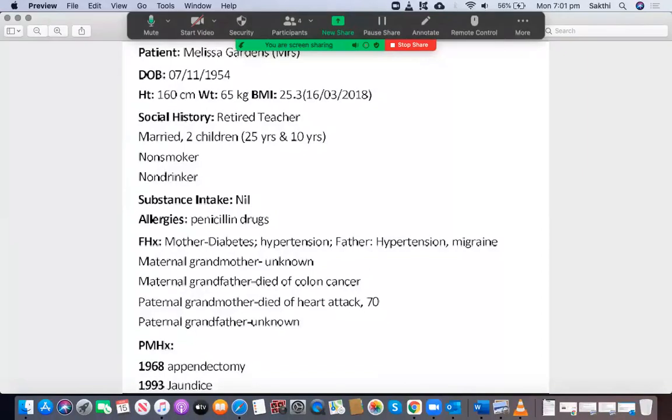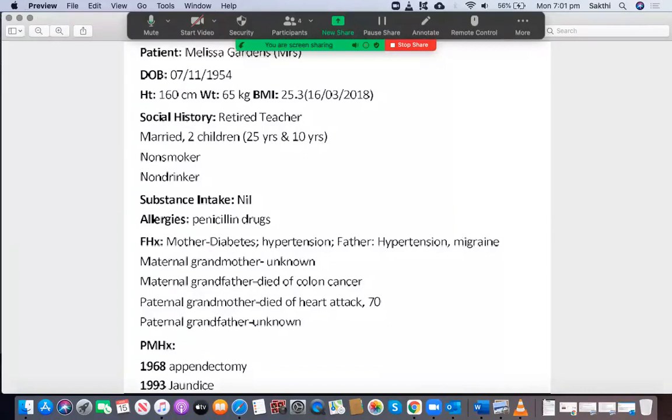Okay, this is the patient's name, so that's fine. And then date of birth, that's all right. And then height, that's okay. Weight, that's fine. Social history, you could have mentioned retired teacher. And then non-smoker, non-drinker, that's fine. Substance intake nil, and then penicillin drugs, allergies, that's good. But he didn't include the penicillin allergy.